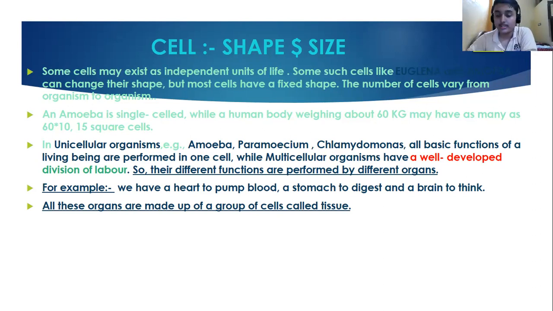As we have seen, the organ systems have different functions and they are organized to do their own work. As in, for example, we can take an office. Different people have different work, and all are in an organized sector. The very same, the cell is an organized sector of the economy. For example, we have a heart to pump, a stomach to digest, and a brain to think. All these organs are made up of a group of cells called tissue.